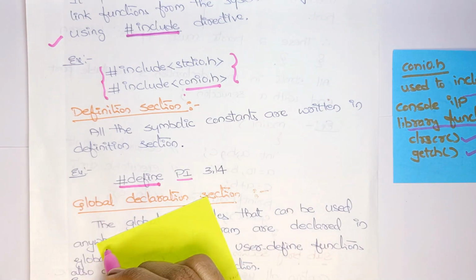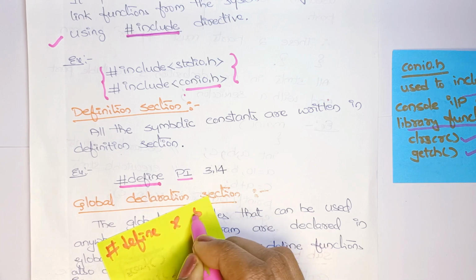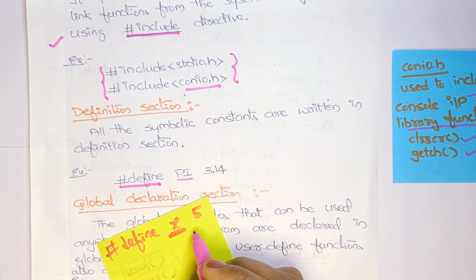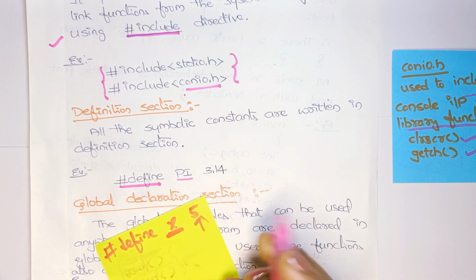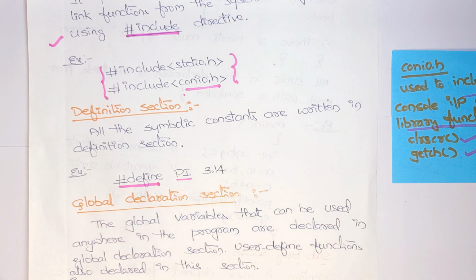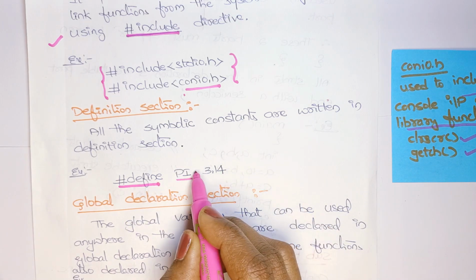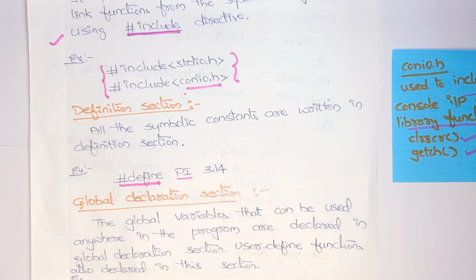For example, you can use #define x 5, which means wherever x comes, the value 5 will be taken during the entire program. You don't mention any semicolon, and you cannot mention an equal sign here either.